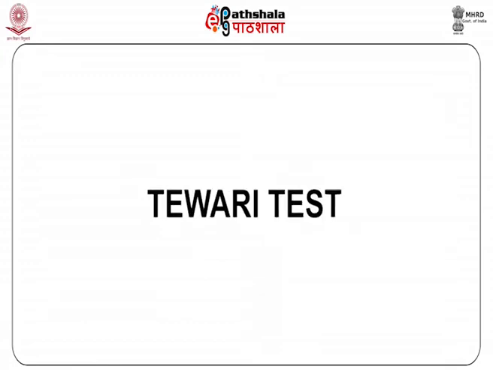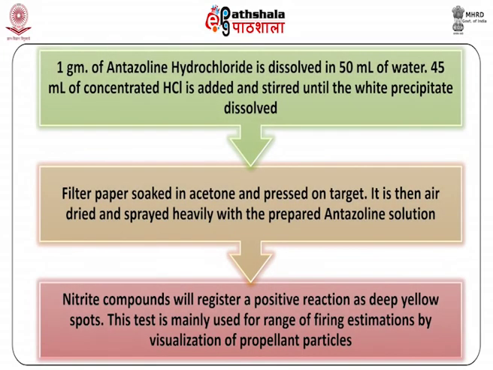Tiwari test. 1 gram of antazoline hydrochloride, 2N benzyl aniline, methylamine azoline hydrochloride is dissolved in 50 ml of water. 45 ml of concentrated HCl is added and stirred until the white precipitate dissolves. A filter paper soaked in acetone is pressed on the target. It is then air dried and sprayed heavily with the prepared antazoline solution.